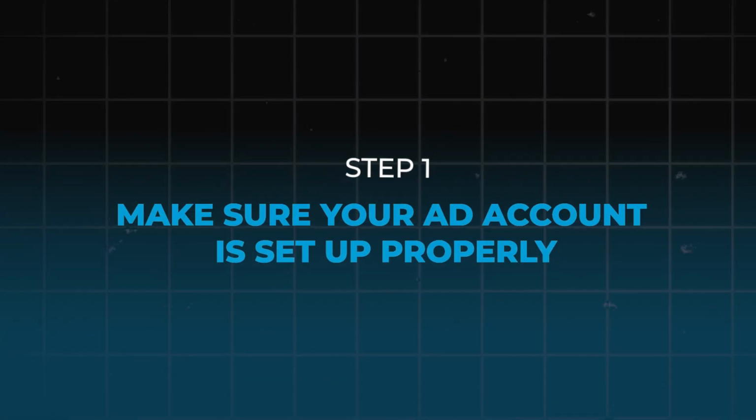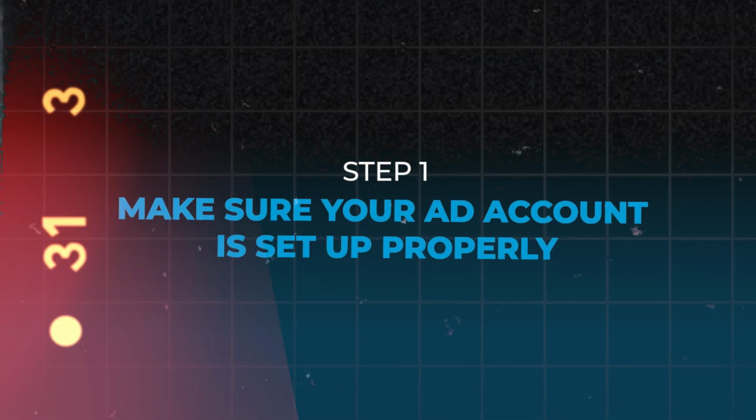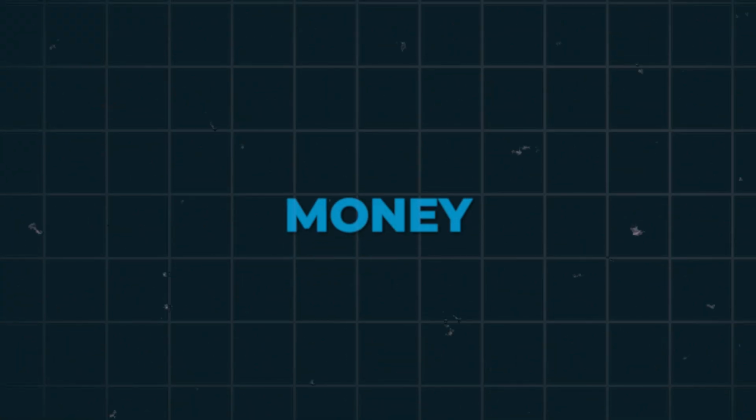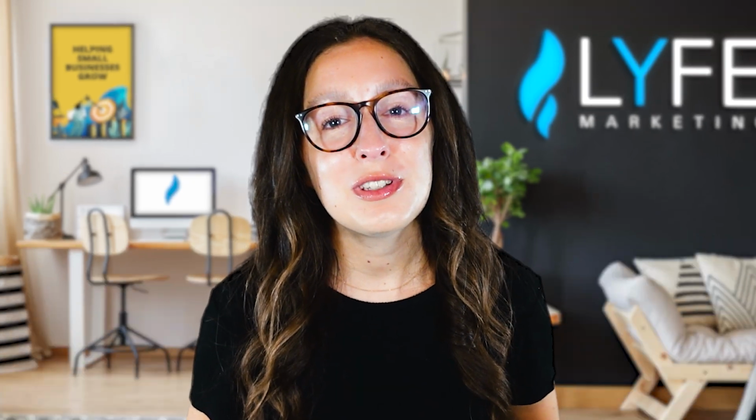The first thing we're going to do is make sure your ad account is set up properly, because in the world of Facebook, data is money. If you're not tracking things properly, you're losing money and you're going in blind. Because how can you make an informed decision if you don't have the facts of what's working and what's not? You can't. So the first thing you need to do is make sure your metapixel is installed and working correctly.